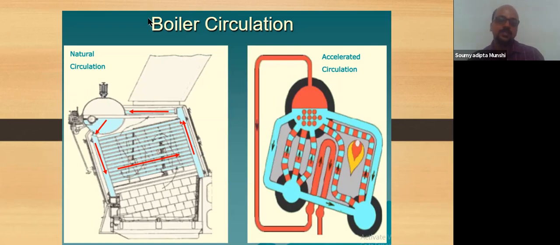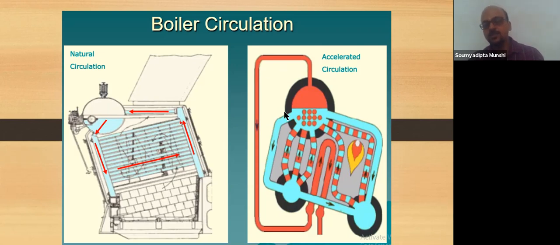So in this picture you can see the natural circulation. There is a drum, the water is coming from the economizer, the water is flowing through the downcomers. Here you can see these are the downcomer pipes, and the water is flowing through the pipes. The temperature inside this pipe is less than the temperature of these pipes, because the hot gases are surrounding these small pipes. So this is the natural circulation.